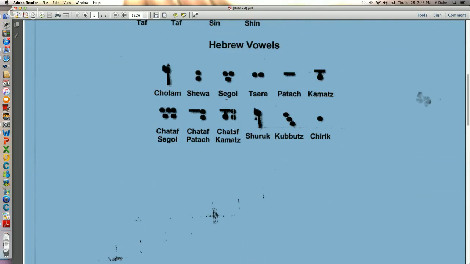Now we will get into when the rules change. The kamatz by itself gives an ah sound. But now we see the Schwa on the left-hand side of the kamatz. And now we have katav kamatz.